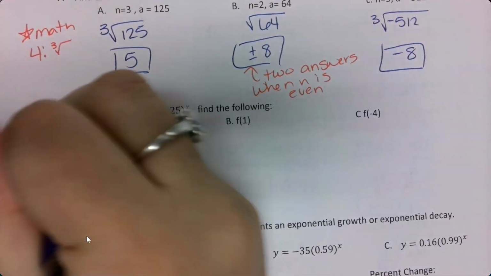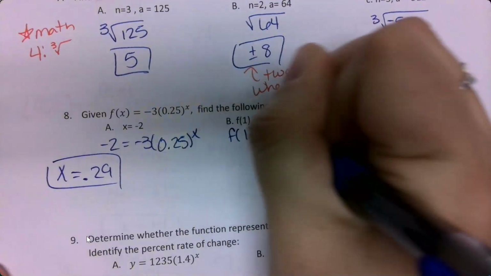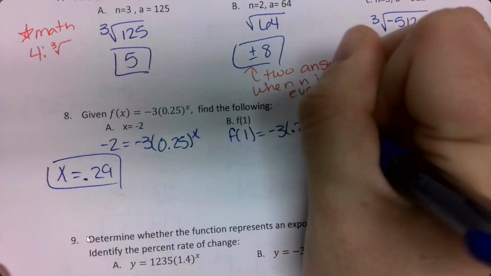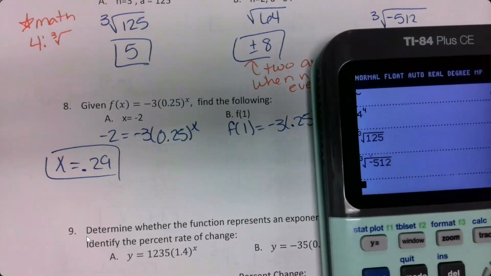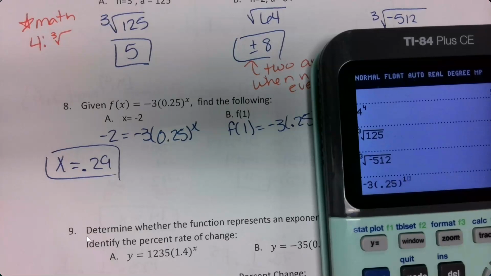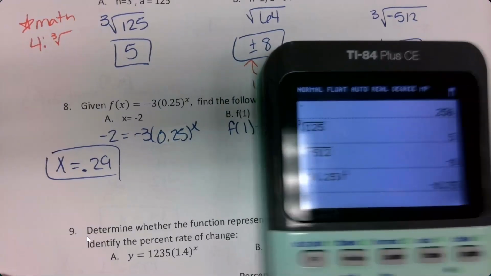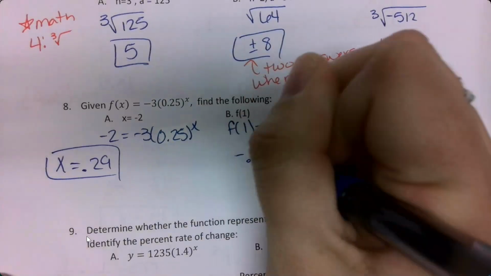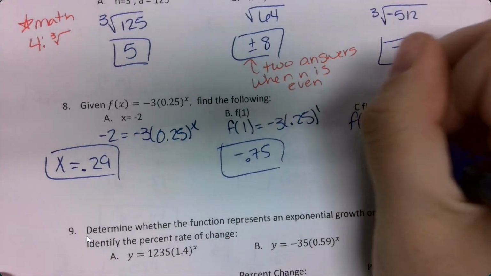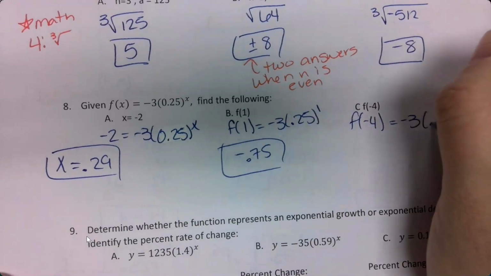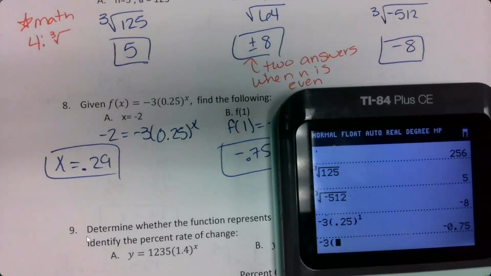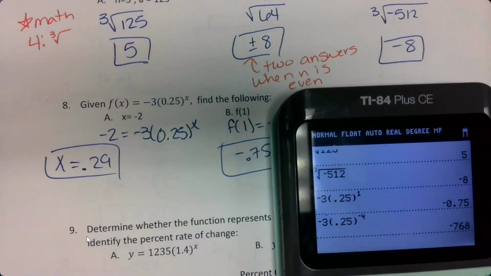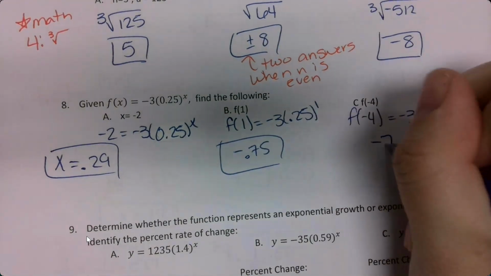On B, I want to plug in 1, so I have f of 1 equals negative 3 times 0.25 to the first power. This one I can just straight type in over here. So I have negative 3 times 0.25 to the first power gets me negative 0.75. Same thing for C. I'm going to have f of negative 4 equals negative 3 times 0.25 to the negative 4. Typing that one in, I get negative 768.